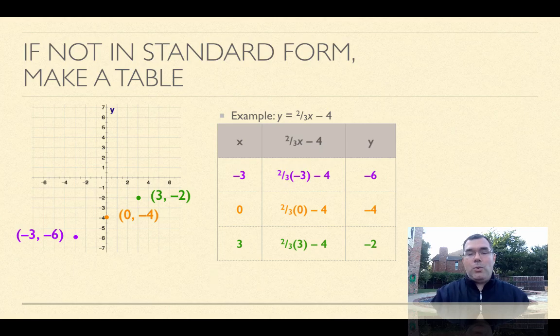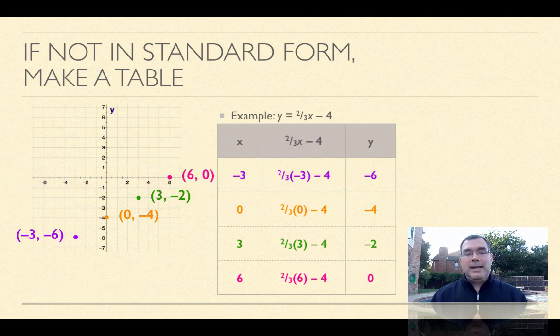And I'm going to do one more. Really, I only need two, but it's nice to have some backups just in case I make an error in calculations. So the last x I'm going to try is 6. Plug that into my expression, 2/3 times 6 minus 4, and that gives me 0. So now I have 4 points, and they look like they line up pretty well. I don't think I made any mistakes there, so I can go ahead and draw the line. So that is basically how you graph linear equations. If you have any questions, please let me know, and I will see you tomorrow.